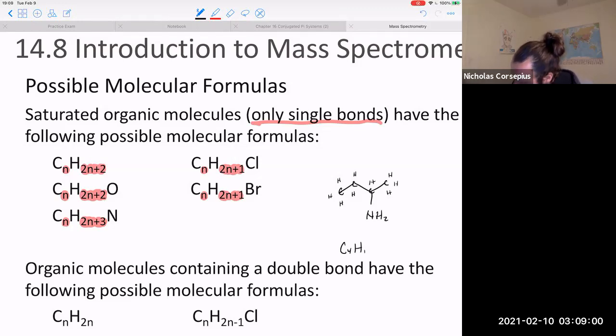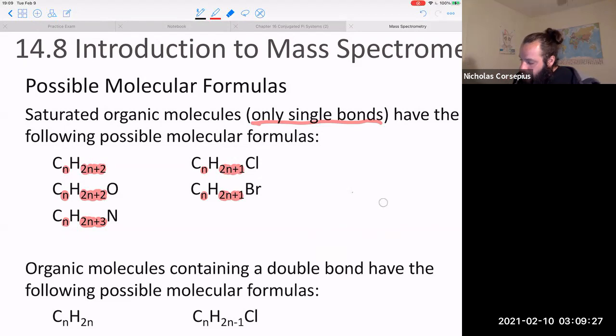So 8, 9, 10, 11. N. Let's just make sure. 1, 2, 3, 4, 5, 6, 7, 8, 9, 10, 11. Okay. So again, it seems like there's just this infinite amount of possibilities and things are going to seem very overwhelming. First thing to do is just go back to these really simple formulas here. Make sure that your molecular formula fits into one of these and you're good, right?